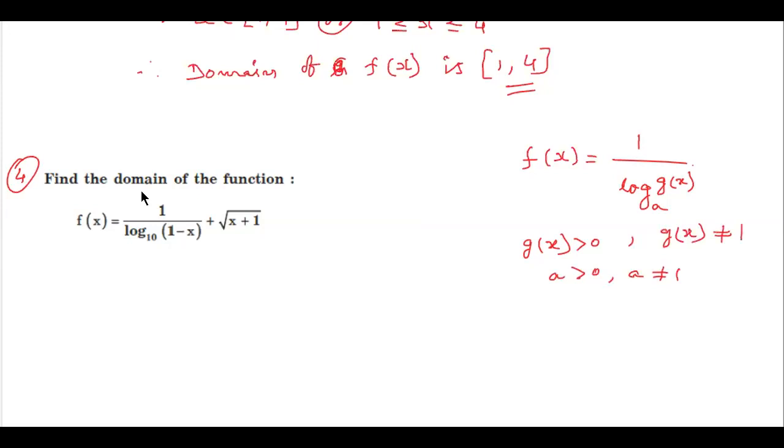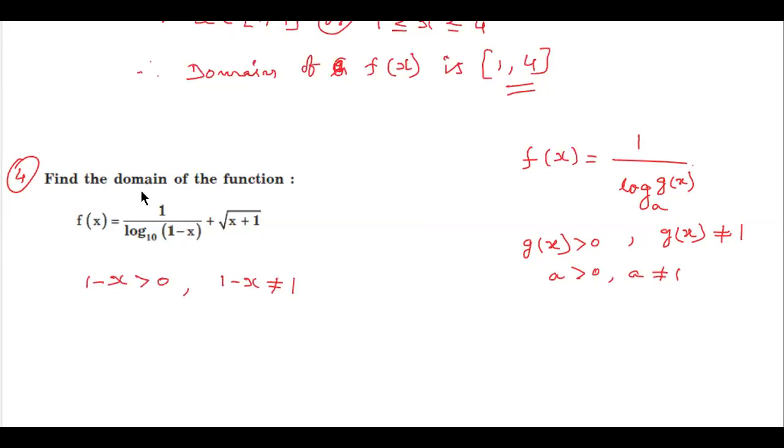Why am I writing this? Log 1 is 0, 1 by 0 is undefined. The function cannot be defined. So here two functions are there. Find separately. Next, finally, we can write a combined equation. First, I am going to observe the logarithmic function. So 1 minus x is greater than 0, comma 1 minus x is not equal to 1.